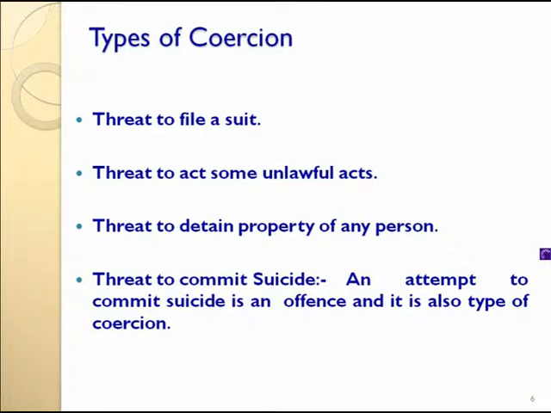And fourth, which is the last type of coercion, is if anyone gives any kind of threat to commit suicide, it also comes under the category of coercion. So these are the four types. One is a threat to file a suit. Second is a threat to do something unlawful. Third is a threat to detain the property of anyone, which is purely illegal. And fourth is if you are applying emotional pressure, or giving a threat to commit suicide, all comes under the category of coercion.